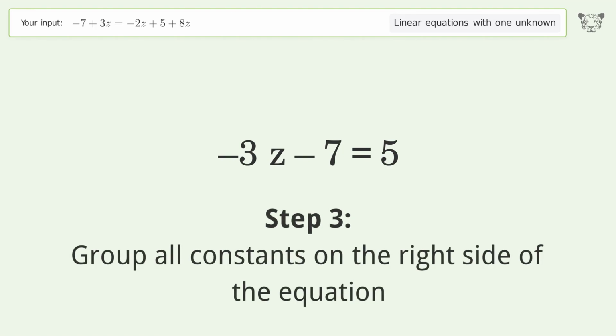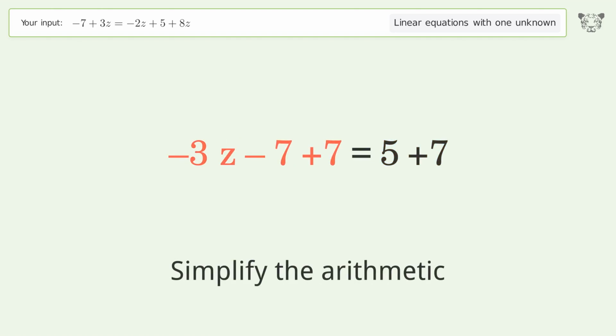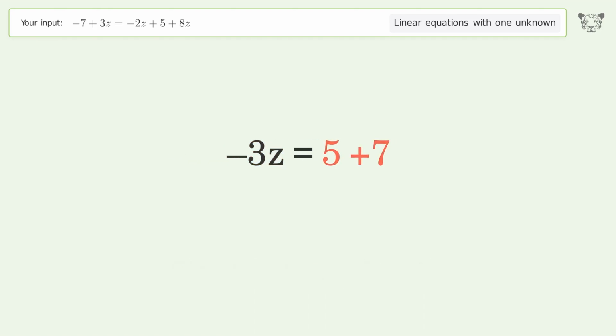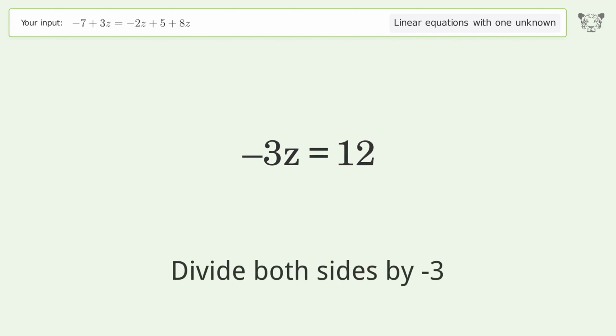Group all constants on the right side of the equation. Add 7 to both sides. Simplify the arithmetic. Isolate the z. Divide both sides by -3.